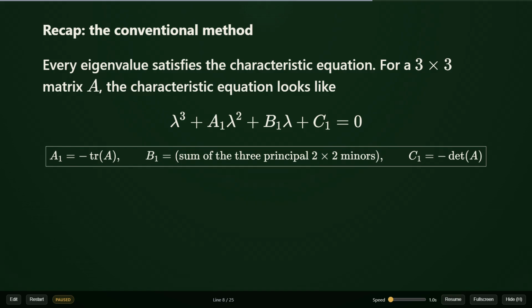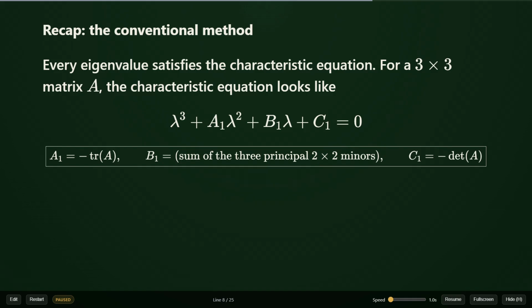When we do A minus lambda I and expand the determinant, we will get the equation looking like lambda cube plus A1 times lambda square plus B1 times lambda plus C1 is equal to 0, where A1 is the trace of matrix A with negative sign, B1 will be the sum of the three principal 2 by 2 minors, and C1 is going to be the opposite of determinant A.